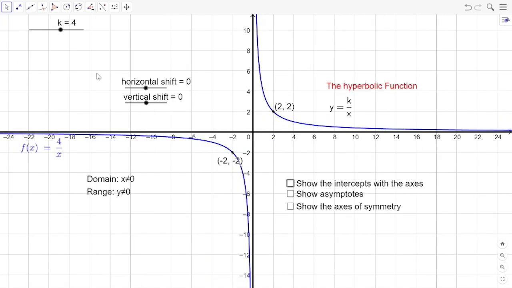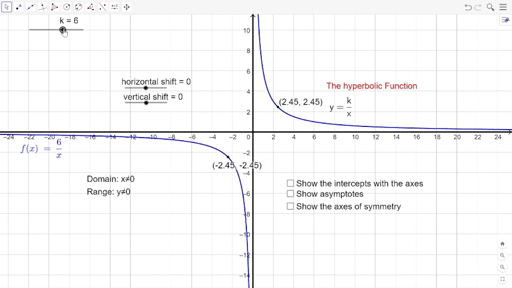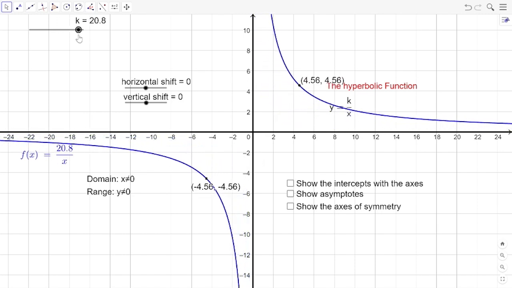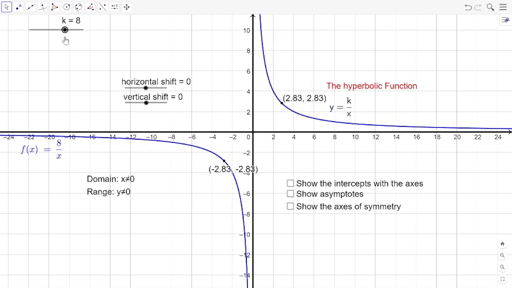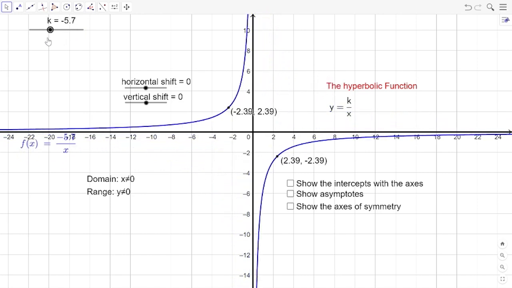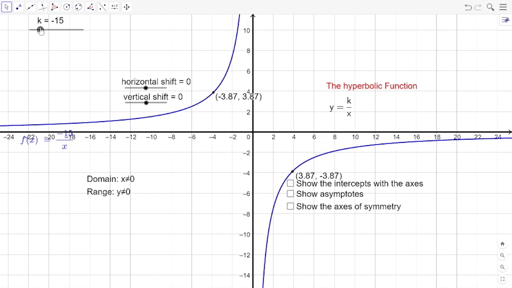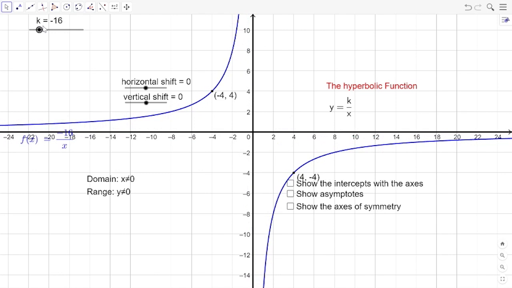Okay, the next one we want to look at is the hyperbolic function. It has a fraction with x on the denominator, k over x. First up, what k does is tell us how far away this thing is from the origin. But if k is negative, the graph flicks over into the opposite quadrants. For example, if k is negative 16, there it is.